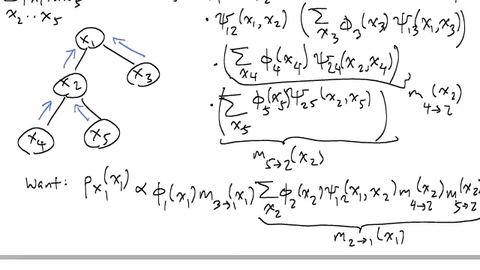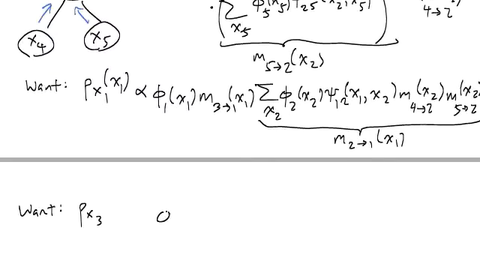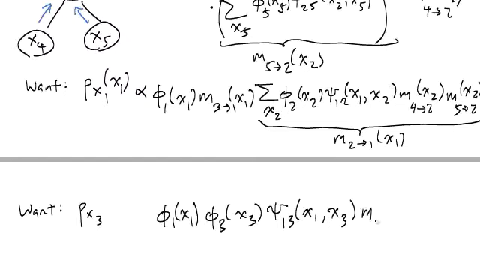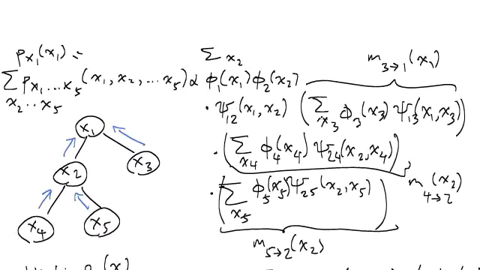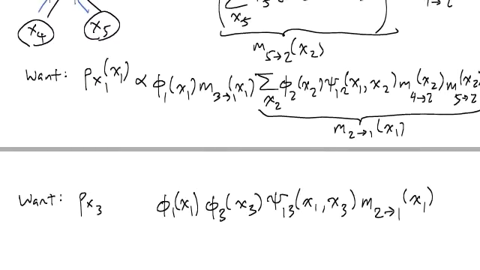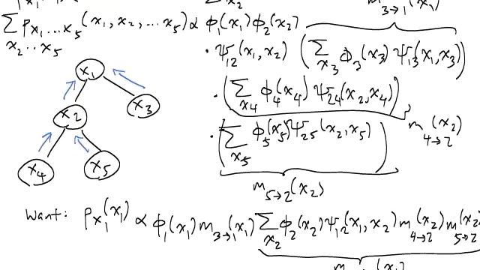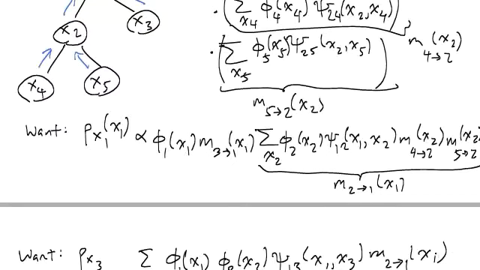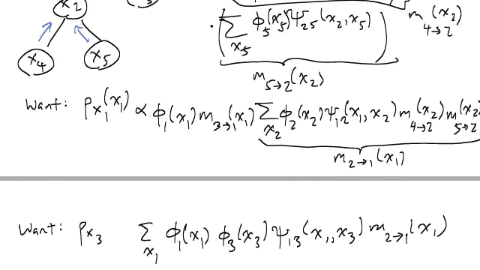We take this final expression here, and note that instead of message 3 to 1, we're going to undo, get rid of the summation. So we'll have phi1 of x1 times phi3 of x3 times psi13 of x1 x3 times the message from 2 to 1 of x1. Okay, so this undoes this summation over x3, but then we want to do a summation over x1.